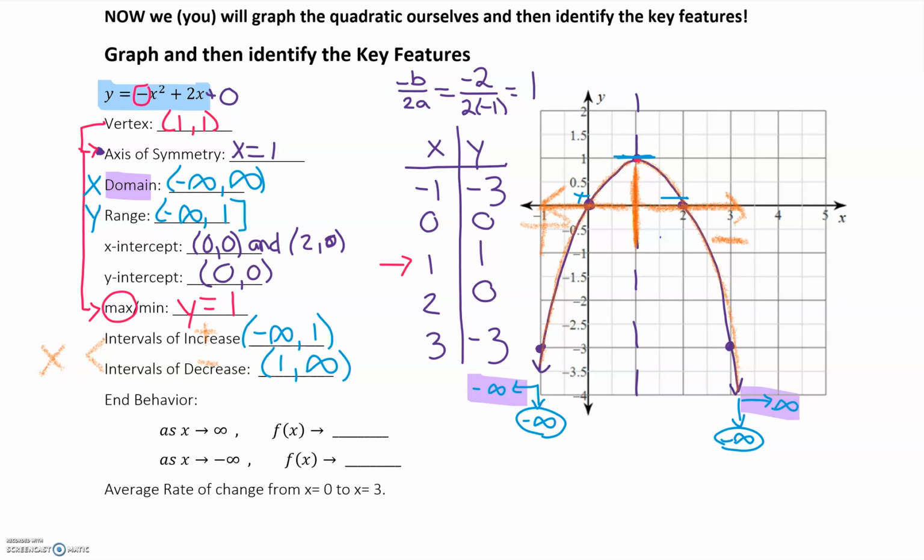Our end behaviors are going to tell us what the y values are doing as we look to the ends of the graph. Quadratic functions, both ends should be going in the same direction. So notice both ends here are going down, so that means my y values are going to approach negative infinity.